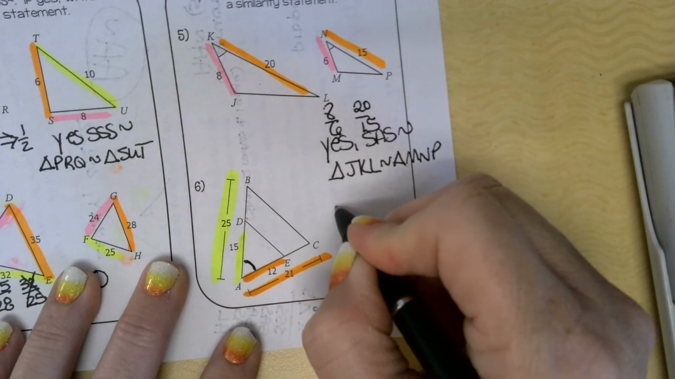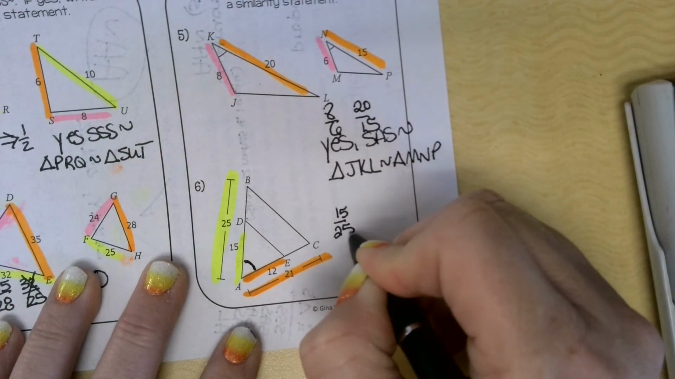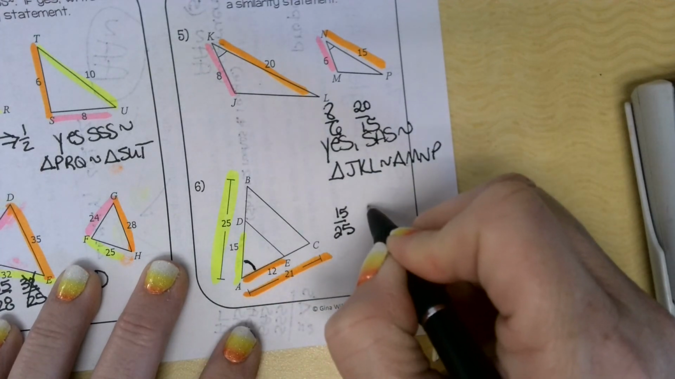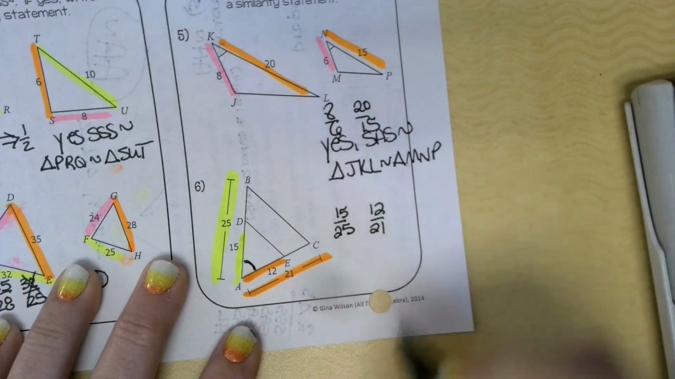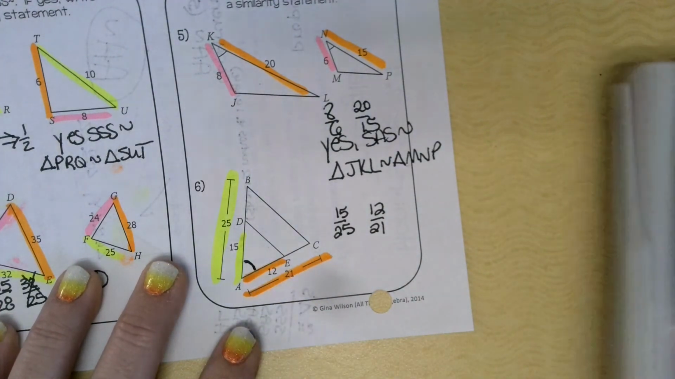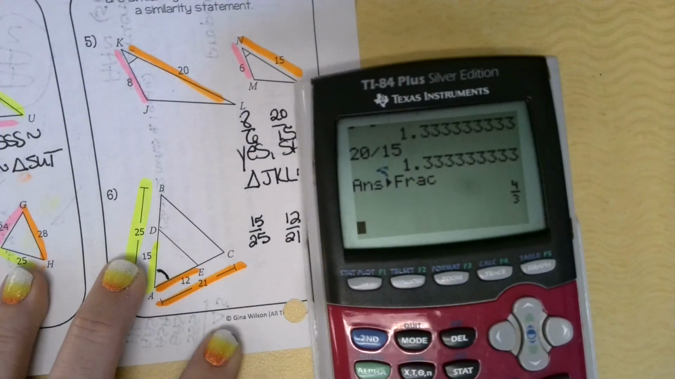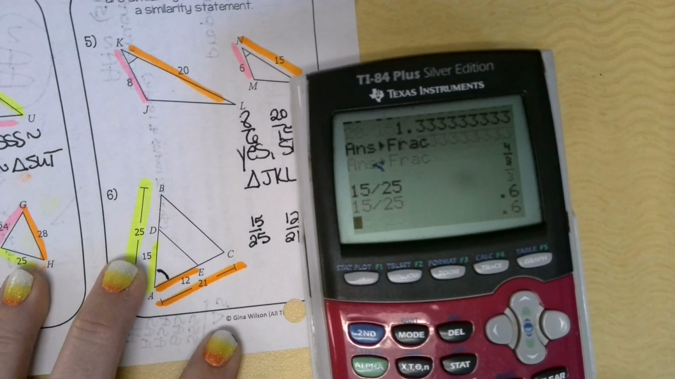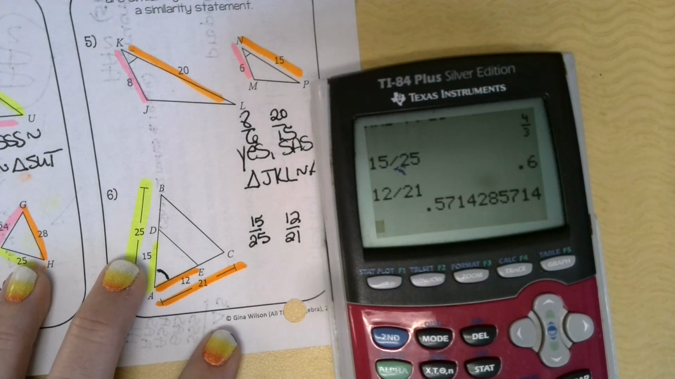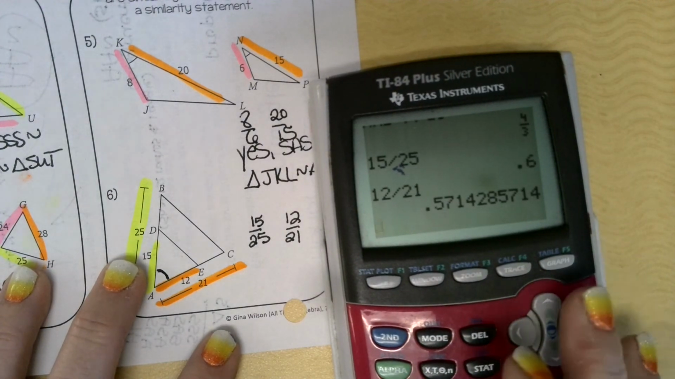So I am checking 15 over 25. If you put 25 over 15, that's fine. Just be consistent. And I am checking 12 over 21. If you put 25 over 15, then put 21 over 12. These are not similar triangles.